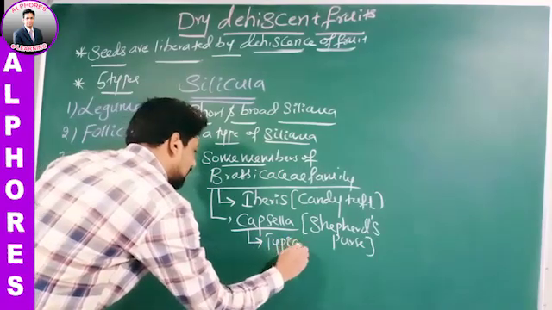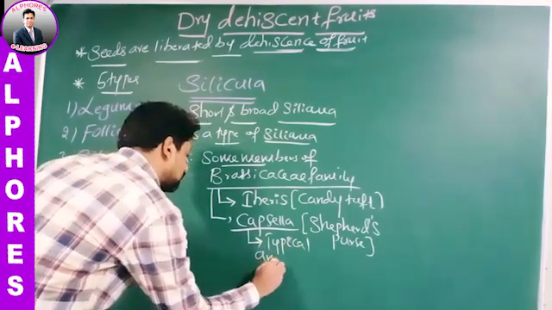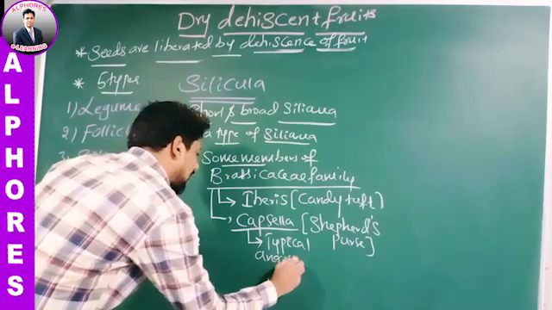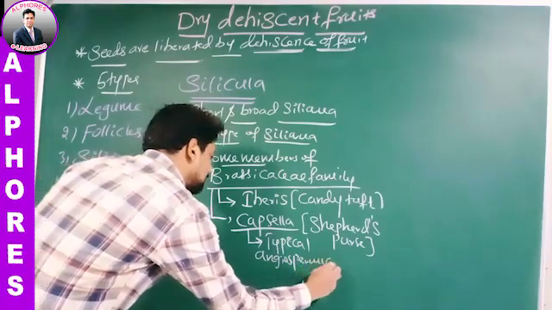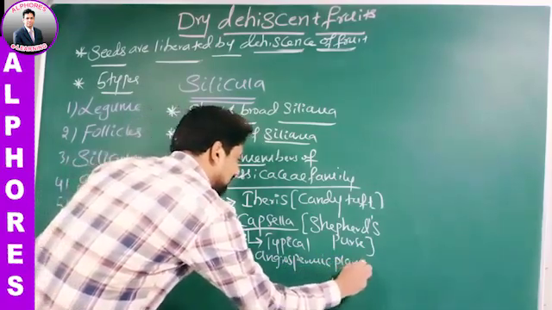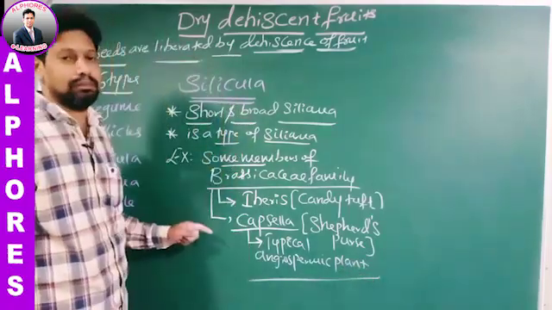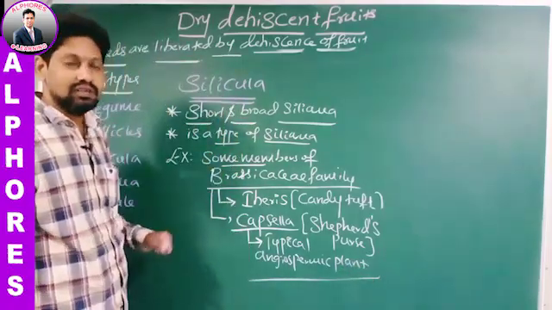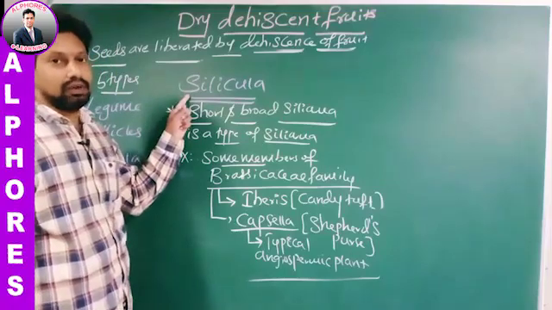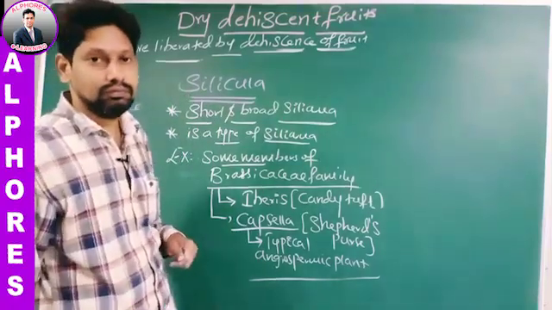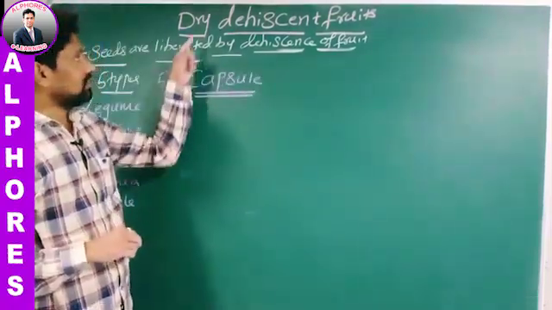Who is called as a typical angiospermic plant, sir? Capsella is called as a typical angiospermic plant. With this, we completed silicula, right? Go for the last type of dry dehiscent fruit.